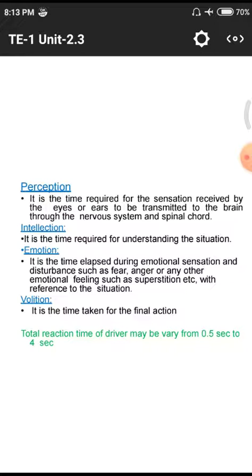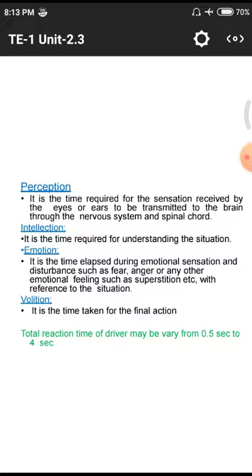Next one is intellection. It is the time required for understanding the situation. That means while we are traveling on a particular road, suddenly a vehicle comes in front of us, and we have to respond to that action. What we have to do, how we need to face the problem, and what the different ways are to avoid it, all of that comes under understanding the situation.